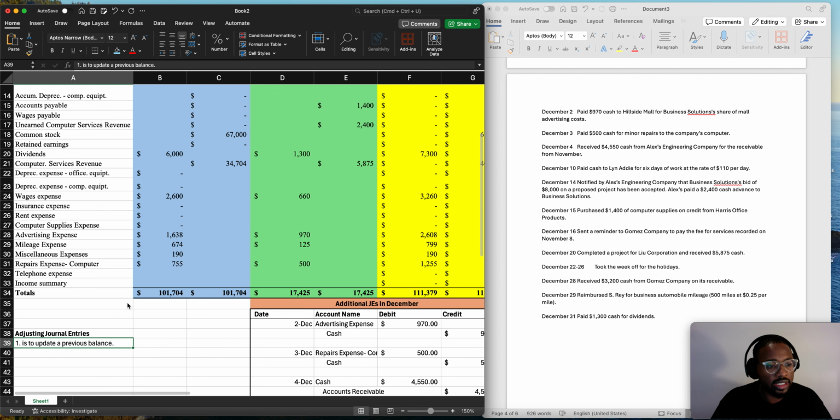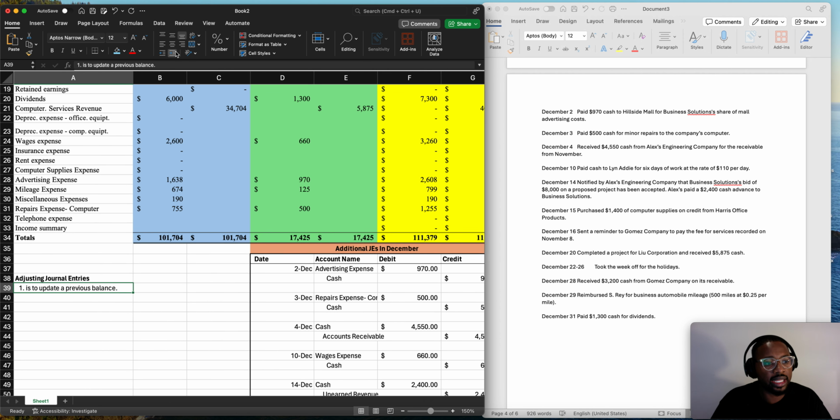So all you need to know for adjusting journal entries, again, is that it is updating a previous balance. That's all you're doing. Don't think anything more or anything less. Whenever you're dealing with updating a previous balance, you then need to be thinking about, okay, what is the old balance? Simple. And then B, what is the new balance? And then C, how to get from A to B.